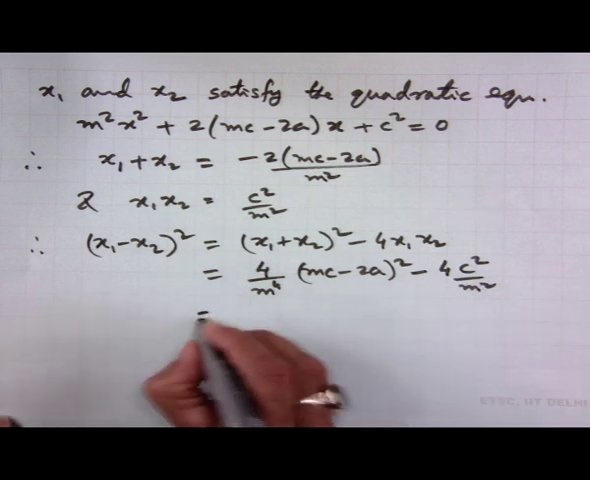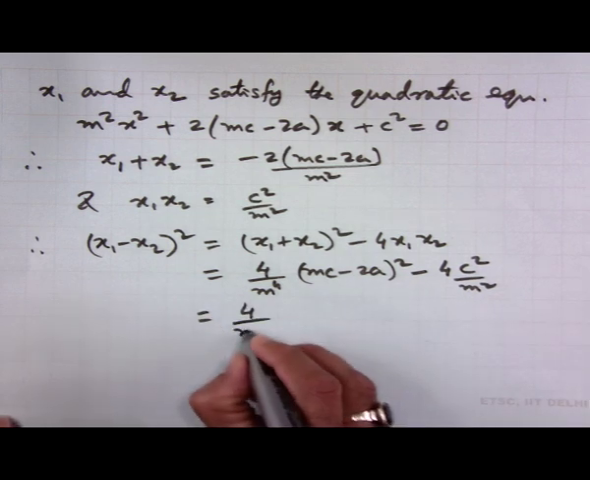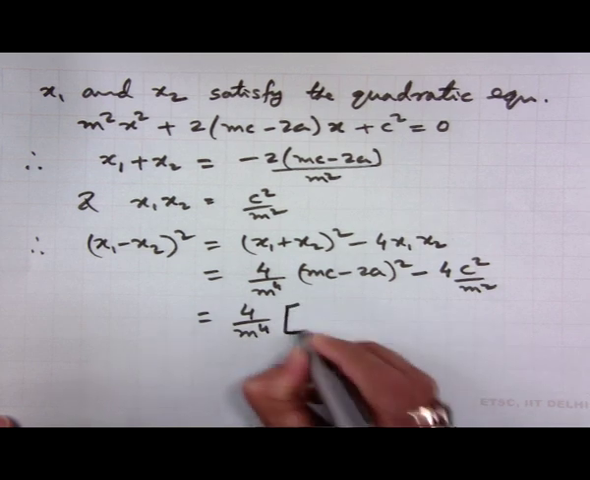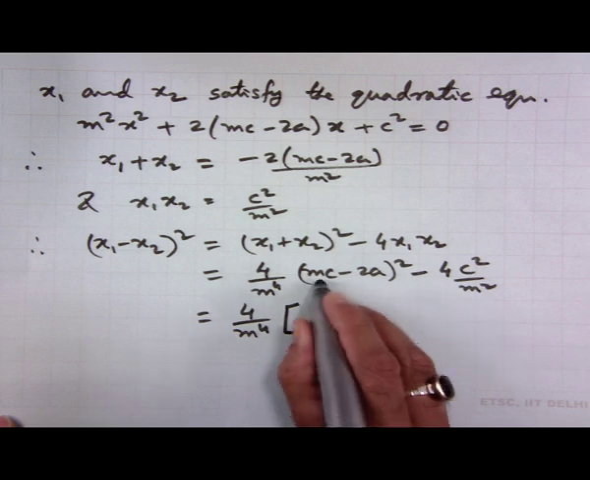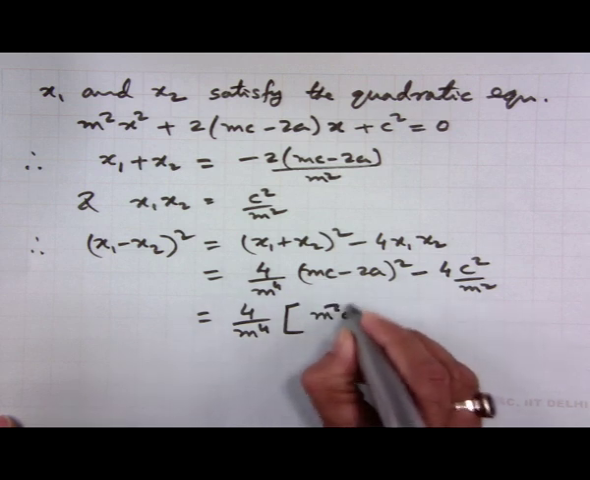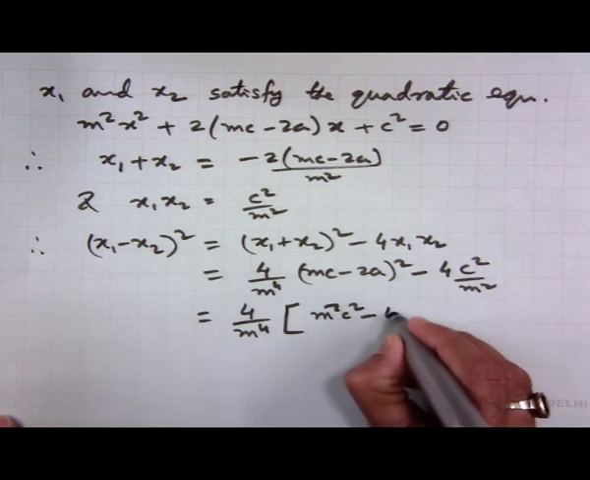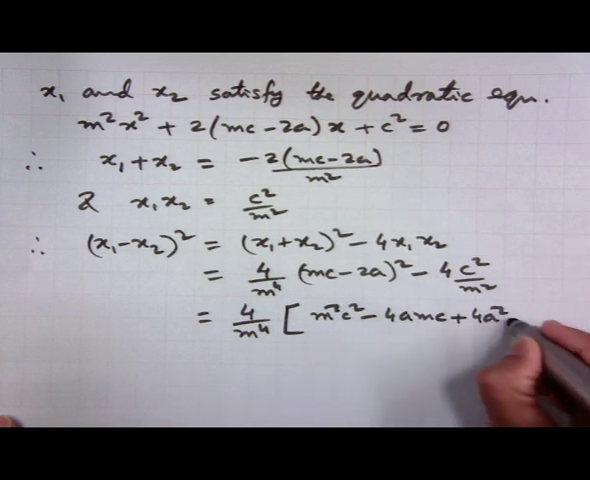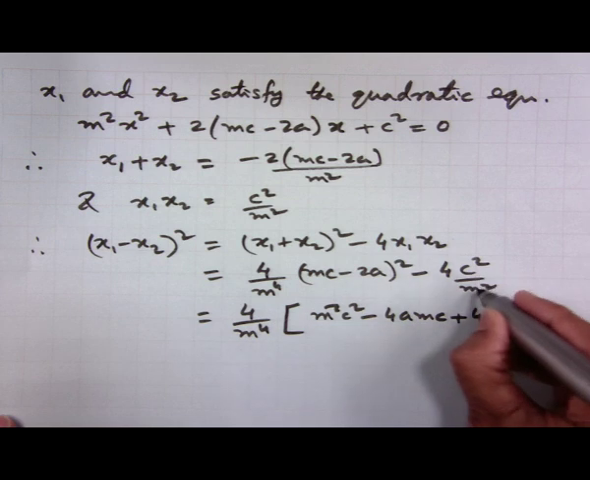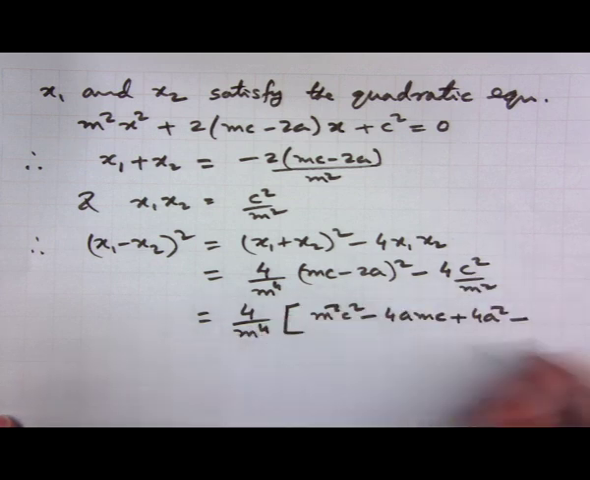So, this can be written as 4 by m to the 4 times m square c square minus 4 a m c plus 4 a square minus, here we are taking m to the 4 out, so m square c square.